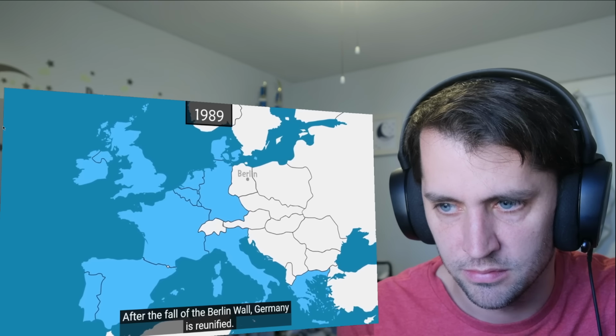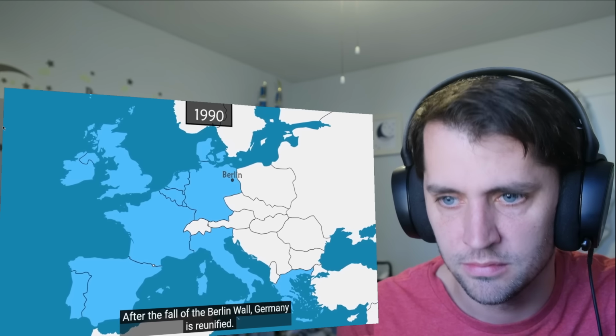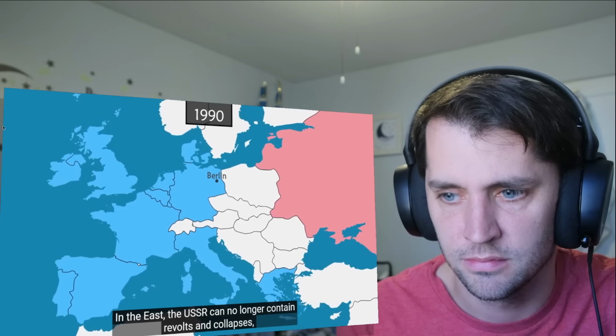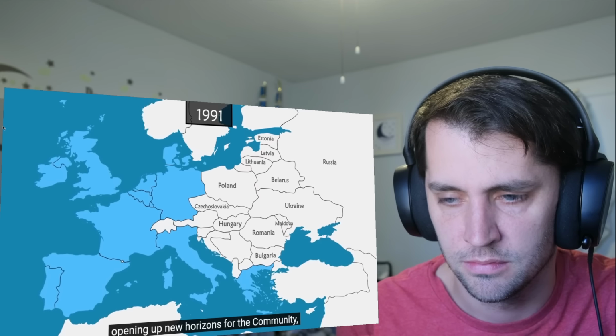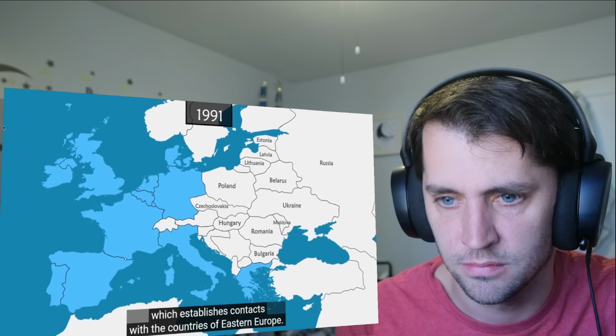After the fall of the Berlin Wall, Germany is reunified. In the east, the USSR can no longer contain revolts and collapses, opening up new horizons for the community, which establishes contacts with the countries of Eastern Europe.